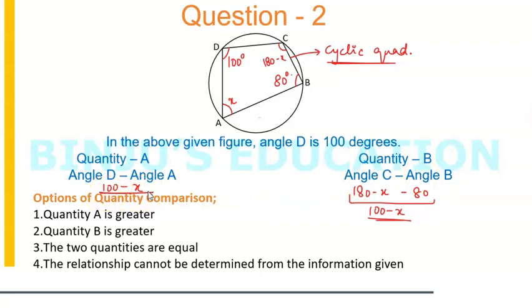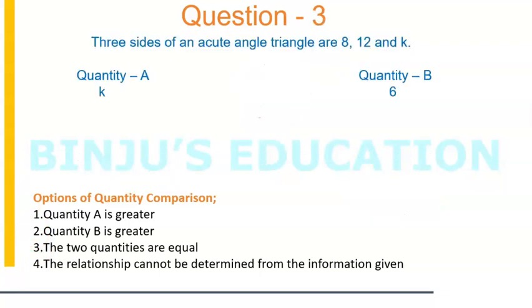Now no matter what the value of x is, 100 minus x will have to be equal, right? So what will be our answer? Our answer will simply be C. That is, the two quantities are definitely equal. Correct? So C is our answer. Okay, pause the video and draw this question, please.